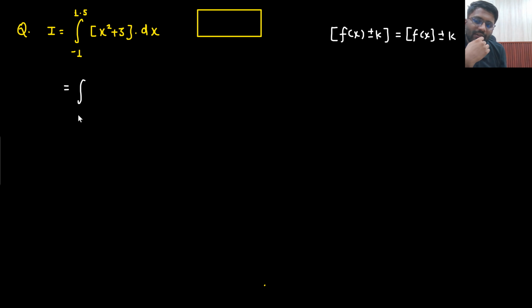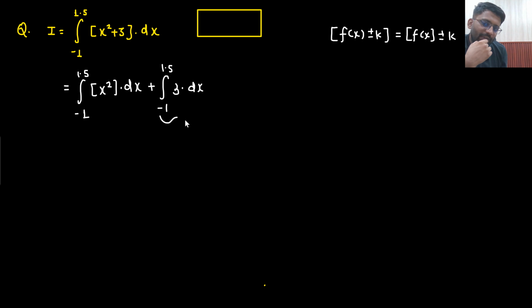So first of all, do you remember one property? f(x) plus minus k. That would be equal to f(x), and the constant part I can take outside. Do you remember this property or not? You have to remember this property. So first of all, this is what I will be doing: integral from -1 to 1.5 of [x square] dx plus 3, which I have taken outside, integral from -1 to 1.5 of dx.